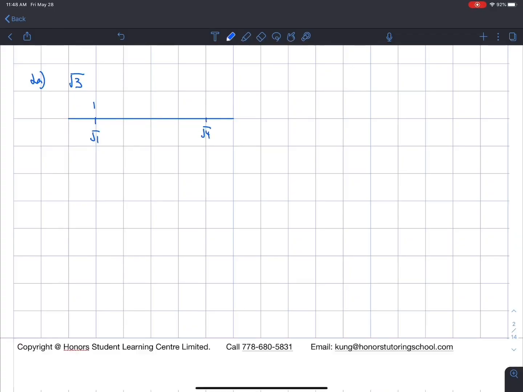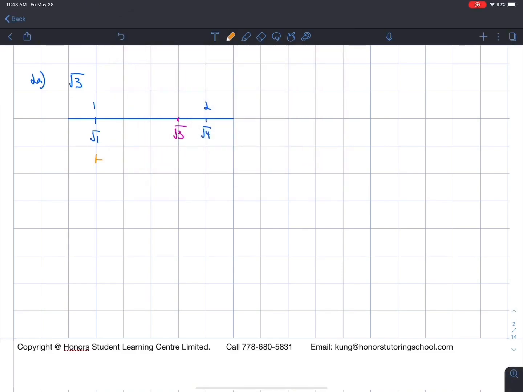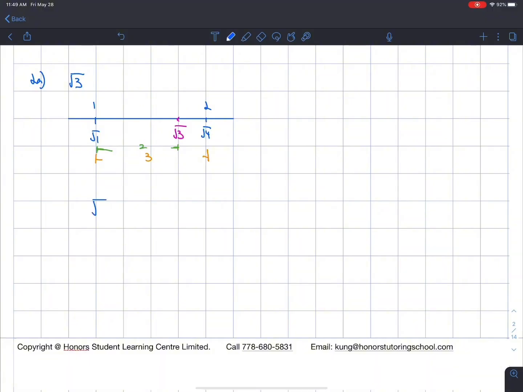So that's 1, that's 2. The square root of 3 is right here. From 1 to 4, the entire distance is 3. And from the square root of 1 to the square root of 3, if you just look at the number inside the square root, the distance is 2. So now I can say that the square root of 3 is approximately equal to this. The squiggly equal sign means approximately equal to.